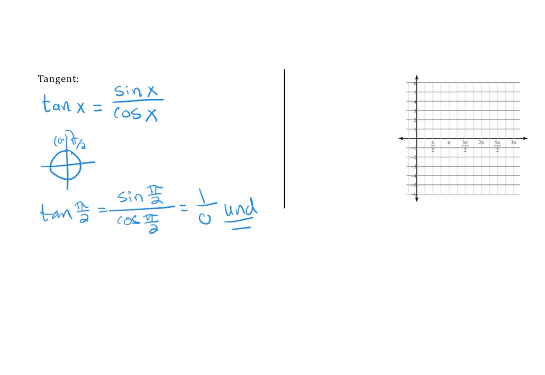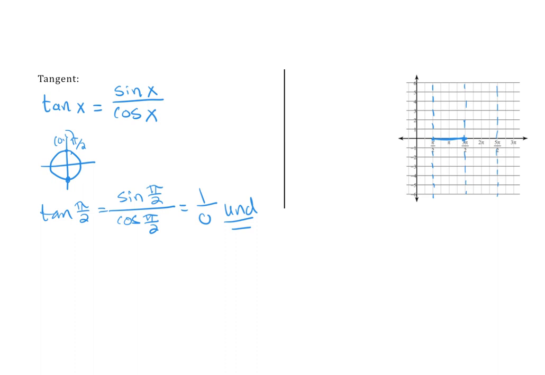If it's undefined, that means vertical asymptote. So at pi over 2, I will have a vertical asymptote. And that is also going to happen at 3 pi over 2, and at 5 pi over 2. So the tangent function has a vertical asymptote every pi, starting from pi over 2, and the distance between the asymptotes is pi.